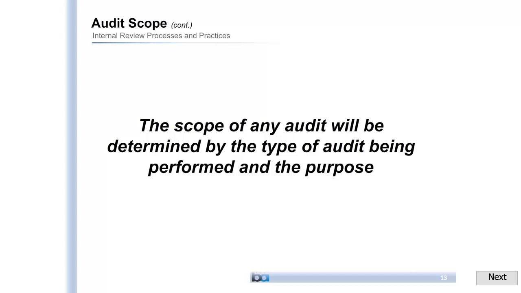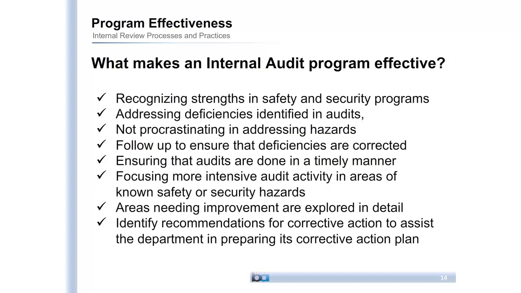What makes an internal audit program effective? Recognizing strengths in safety and security programs. Addressing deficiencies identified in audits. Not procrastinating in addressing hazards. Follow up to ensure that deficiencies are corrected. Ensuring that audits are done in a timely manner.